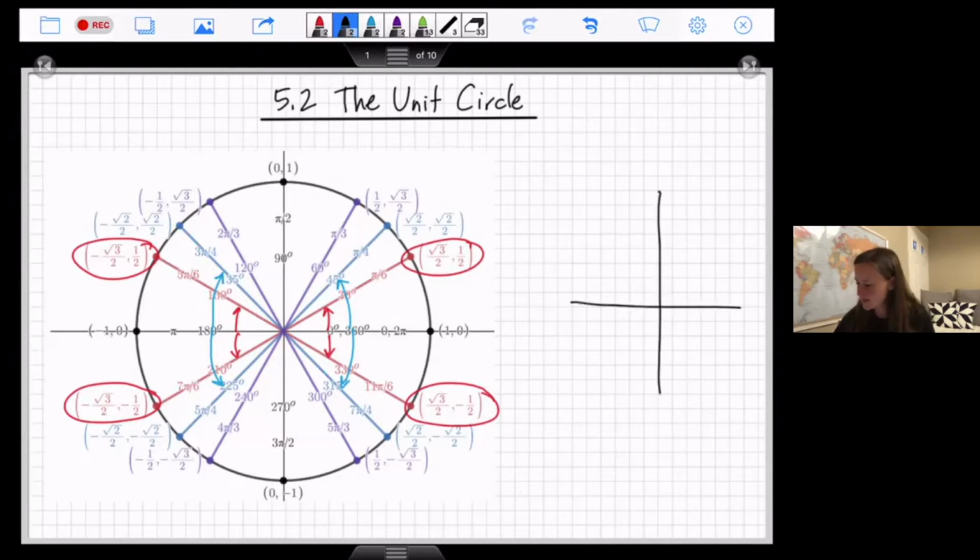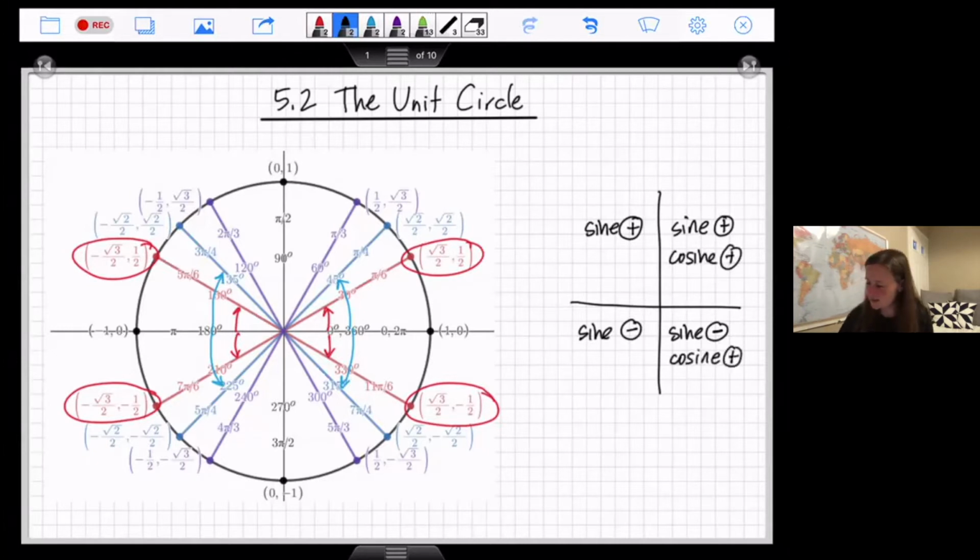Okay, so let's think about sine. Sine is the y coordinate of the terminal point. So sine is going to have a positive value when you're up in a positive y coordinate range, negative when you're down below the x-axis. So sine is positive here, and it's negative down here in the third and fourth quadrants. Cosine is going to be positive where the x coordinates are positive, which is on the right side of the y-axis. It's going to be negative where the x coordinates are negative. That's over here on the left.